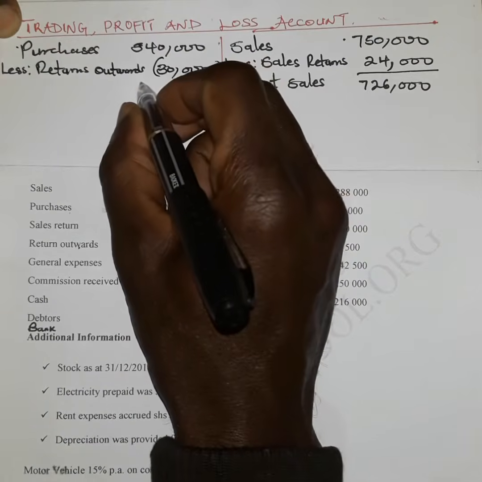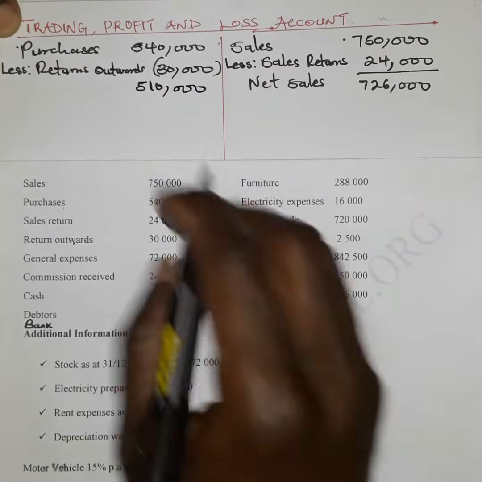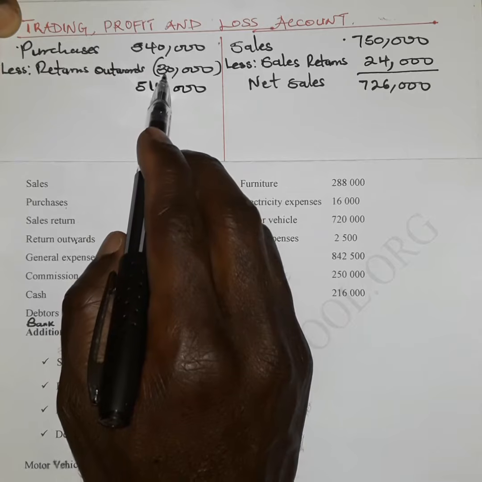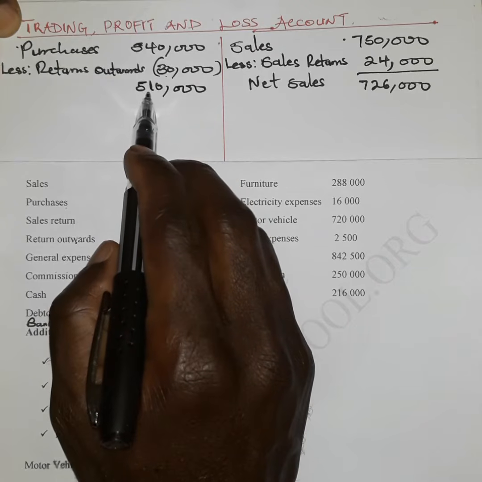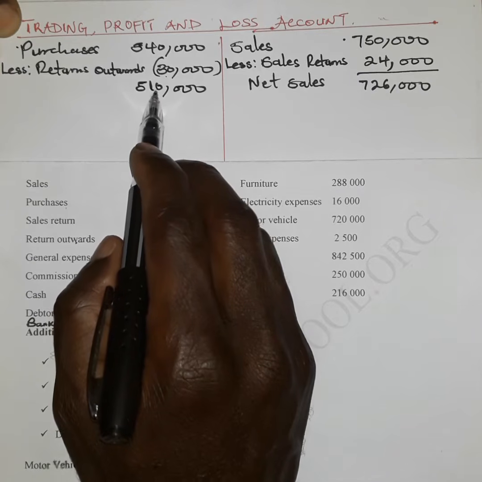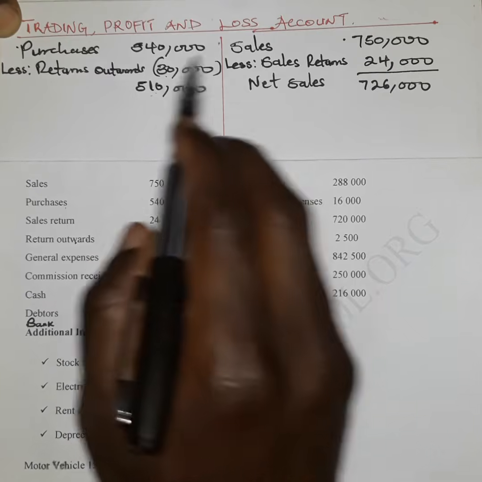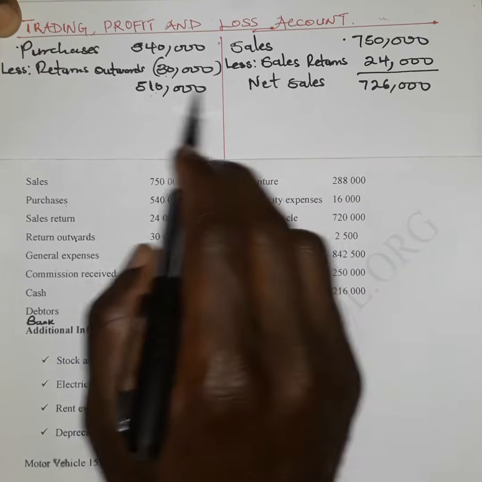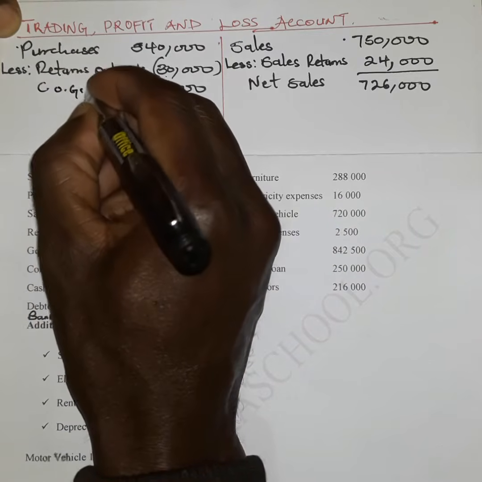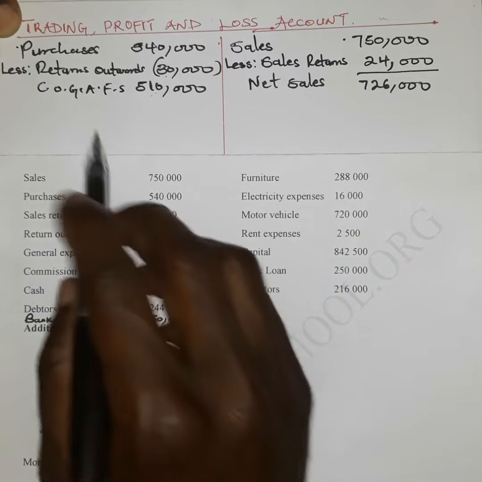So this business purchased 540,000. Afterwards, they returned 30,000. It means what is now remaining is 510,000. This is now the cost of goods available for sale, which are supposed to be sold to compare with the sales and see whether there was a profit or a loss. So this is the cost of goods available for sale. The business is supposed to sell this one.